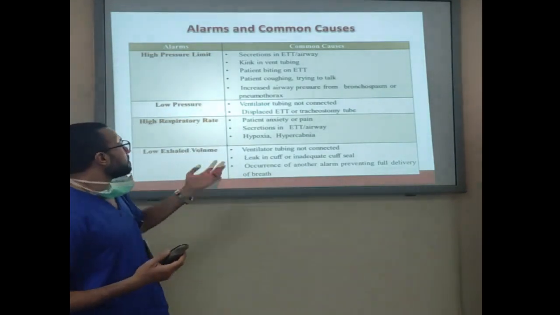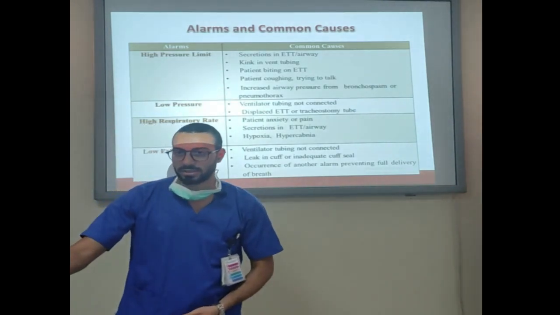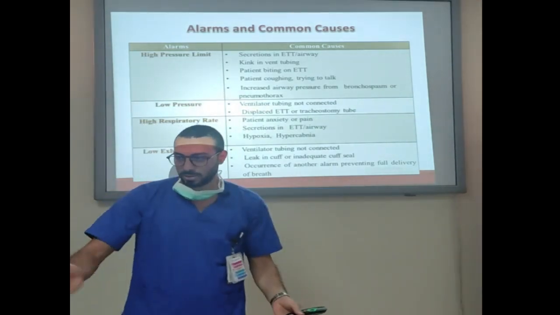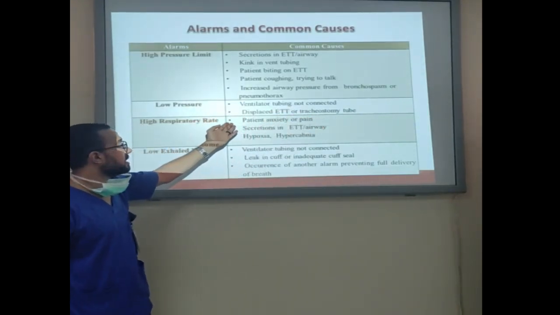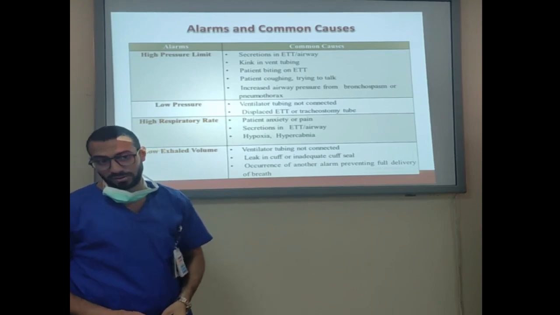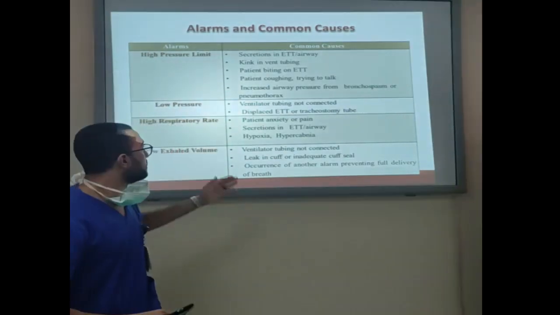So low pressure, as you said, if we have disconnected tubes, disconnected tubes can give you low pressure. So ventilator tubing not connected will give you low pressure. Displaced ATT, this is very important. So if you see low pressure, just run to the patient and check what kind of problem.